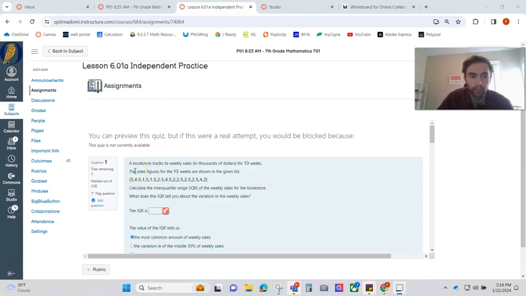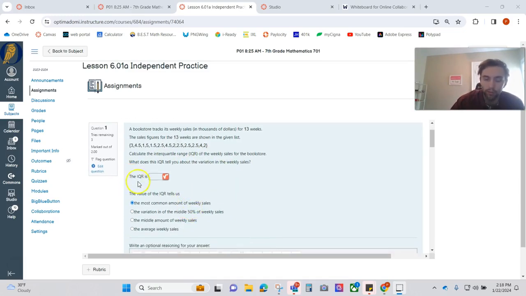Let's get started. A bookstore tracks its weekly sales in thousands of dollars for 13 weeks. The sales figures for 13 weeks are shown in the given list. Here's the list of 13 numbers. Calculate the interquartile range of weekly sales for the bookstore. What does this interquartile range tell you about the variation in weekly sales? So for this question, we need to find the interquartile range and say what the interquartile range means.